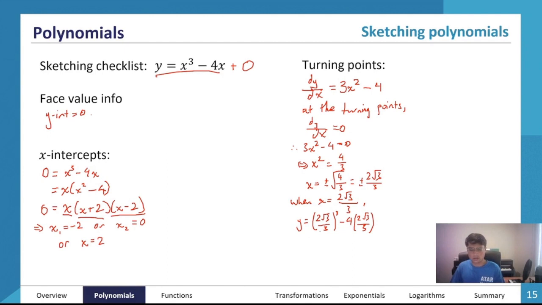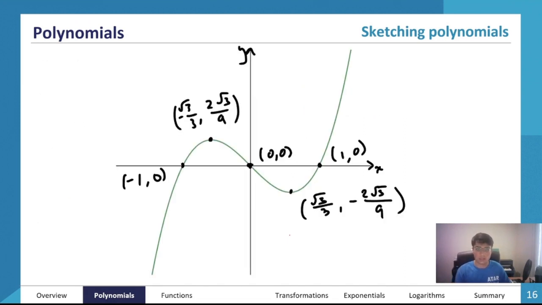Running out of space here, but you would go on to simplify that, and eventually you would state your turning points and their coordinates. And then this will be useful in sketching the graph. So it's going to look something like this here.